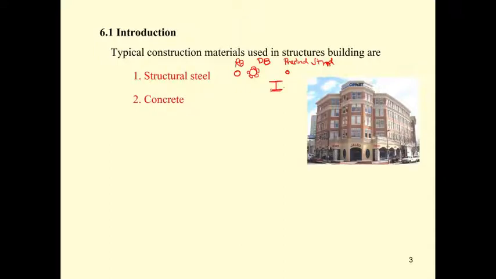We have the H, I, C, sometimes L, sometimes C. You have various sections. Second is concrete. Usually we have normal strength concrete. It's the normal concrete that is used in typical structures.